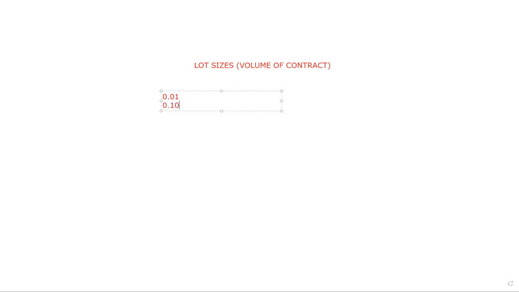After 0.10, it continues to 0.11, 0.12, 0.13, 0.14, 0.15, 0.16, 0.17, 0.18, 0.19, and then 0.20. And then it continues 0.21, 0.22, 0.23, 0.24, 0.25, 0.26, 0.27, 0.28, 0.29, then 0.30.